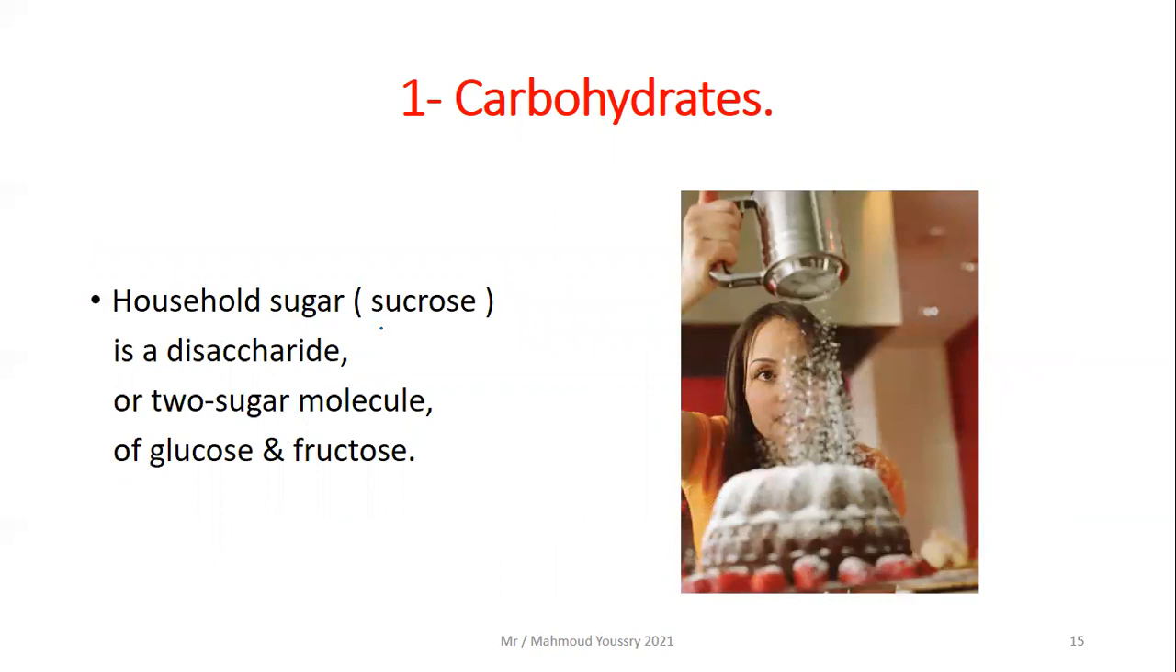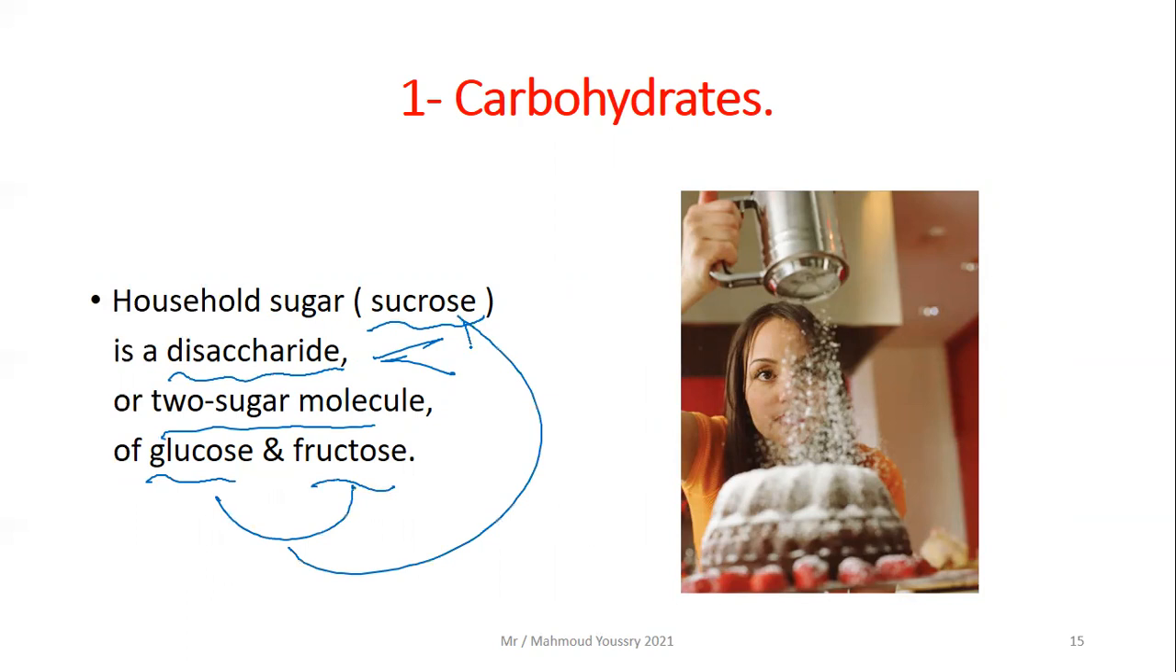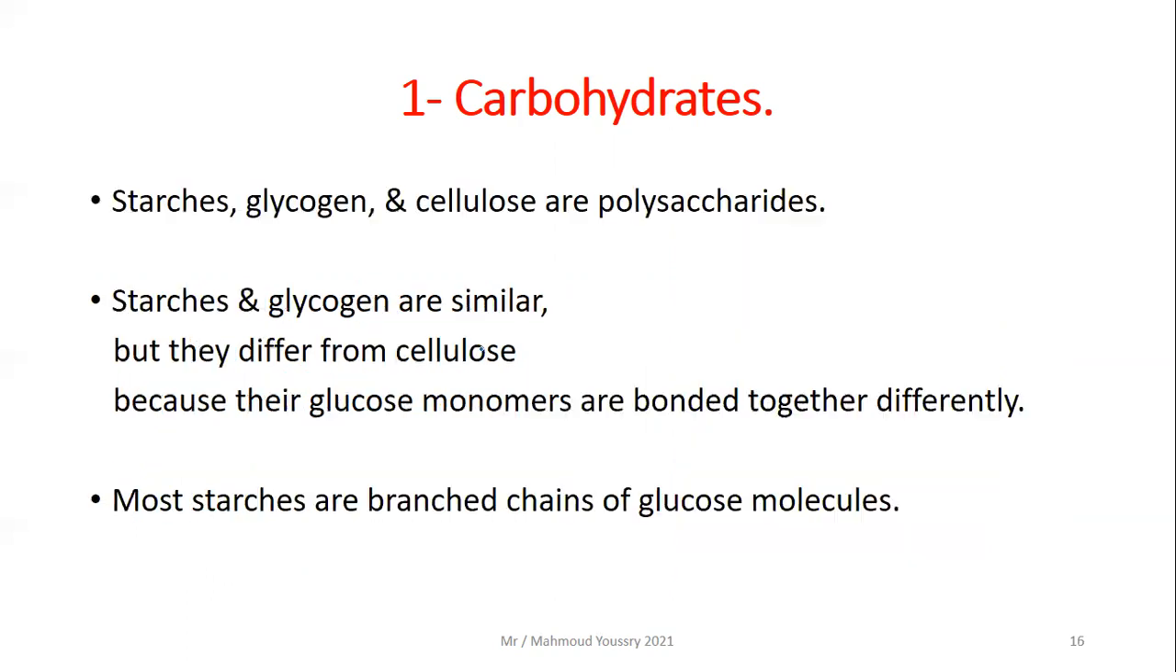The household sugar, which is sucrose, is a disaccharide. So it is made of two sugar molecules, glucose and fructose. Together, they make up sucrose, the household sugar. Starches, glycogen, and cellulose are polysaccharides. So these are polysaccharides made of many monosaccharides.